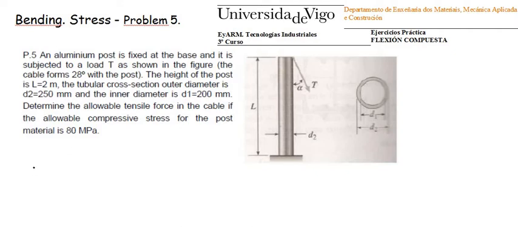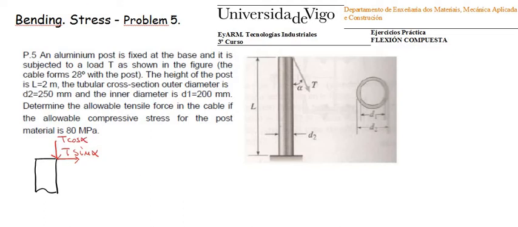So first of all, we have to project the force in the upper cross section of the post. This is the upper cross section of the post, and we can split this force in two forces: one horizontal force T sine alpha, and one vertical force applied in this corner of the cross section that is going to be T cosine alpha.